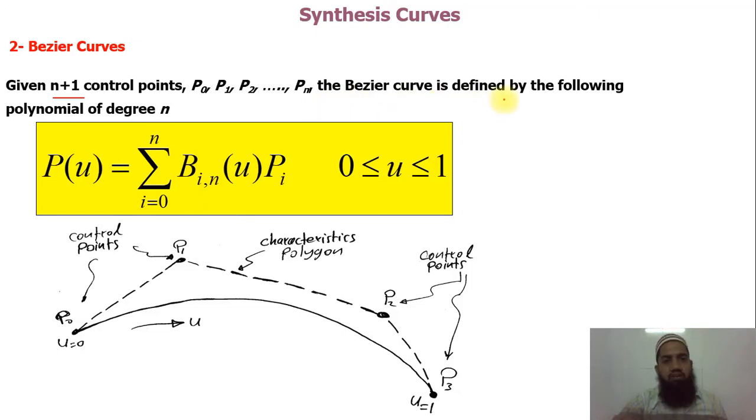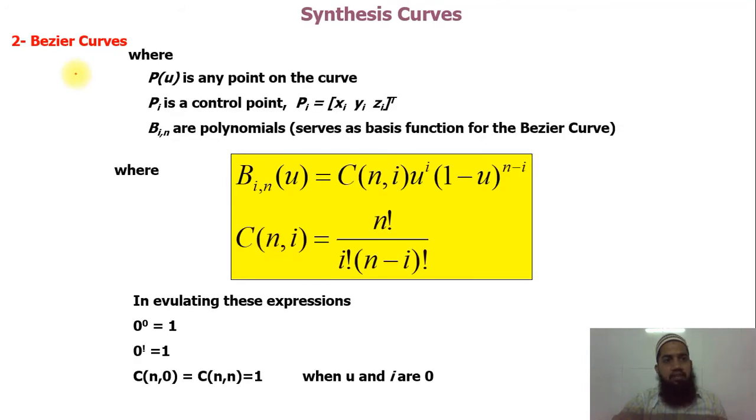For the Bezier curve defined by the following, p of u is any point on the curve, and p of i is a control point. B of i, n, as I said, is a binomial function as well as a polynomial function, and it is also the blending function. So this is how you can solve it: C of n, i, u to the power i, times 1 minus u to the power n minus i.